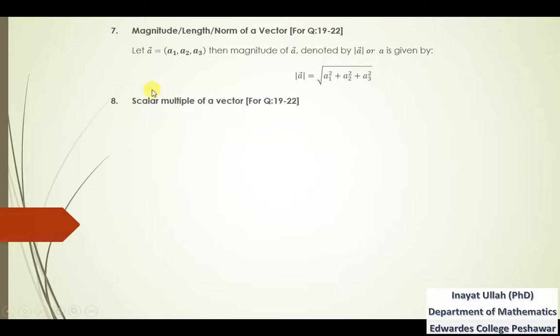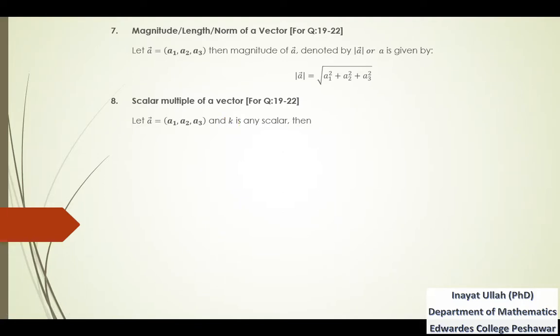Now number 8 is the topic scalar multiple of a vector, and this topic is for the same questions, question number 19 through 22. What is a scalar multiple of a vector? For example, we have a vector A whose components are a1, a2, a3, and k is any scalar number. A scalar is a quantity that may be positive or negative but not zero.